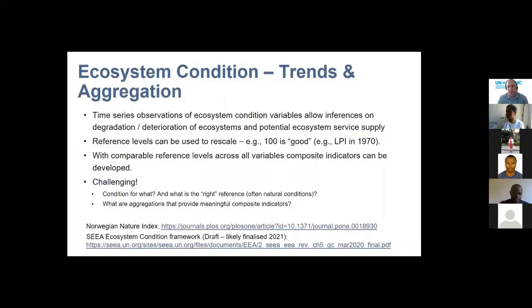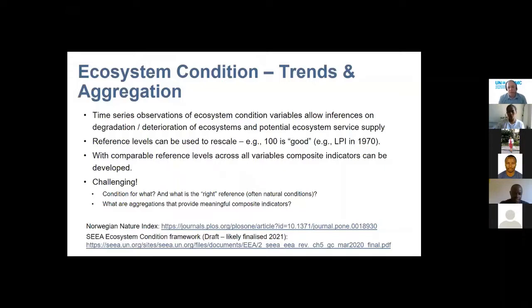So the easiest way to use this information on condition is really to review trends in condition metrics over time and try and draw some inferences on whether they're indicative of deterioration or degradation, and then potentially what that might mean for the delivery of certain ecosystem services. So for example, loss of soil fertility as a condition indicator would obviously provide some insight into likely loss of future crop provisioning services in agricultural ecosystem assets.